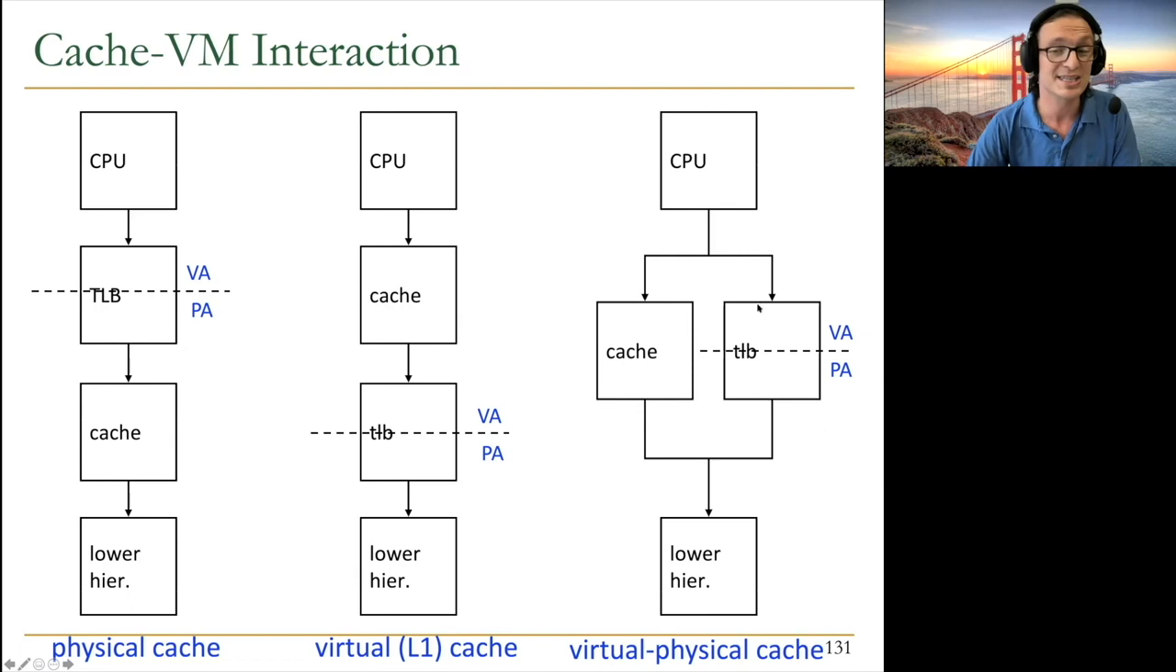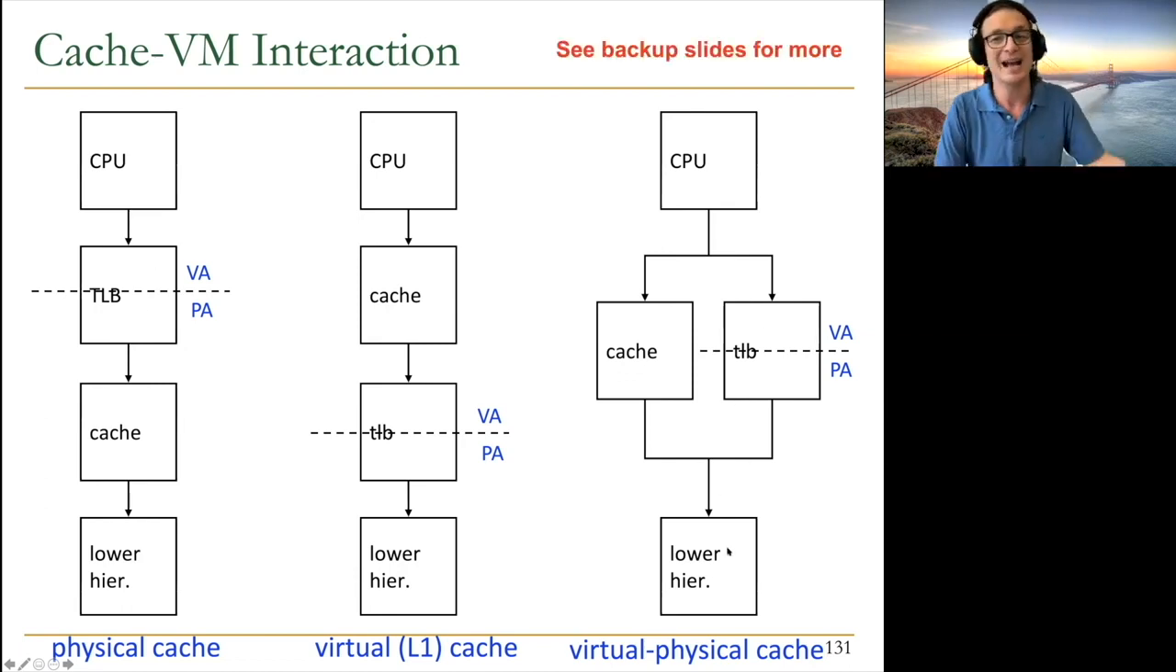Okay, and usually systems employ this sort of cache, a virtually indexed physically tagged cache at the first level. The problem is not present in the lower levels of the hierarchy, because at that point you already have the physical address. You'd better do the TLB translation before the second level, for example. Okay, see backup slides for more.